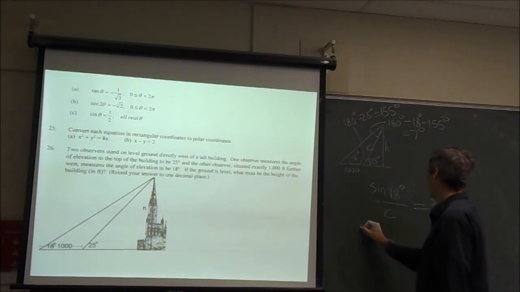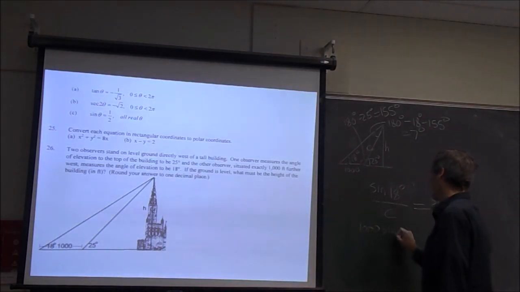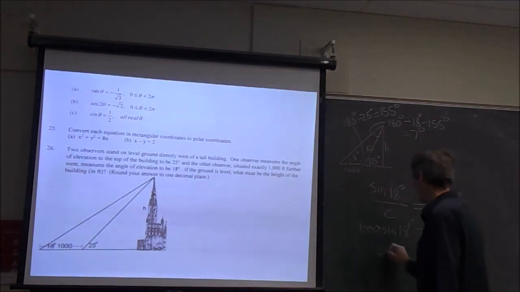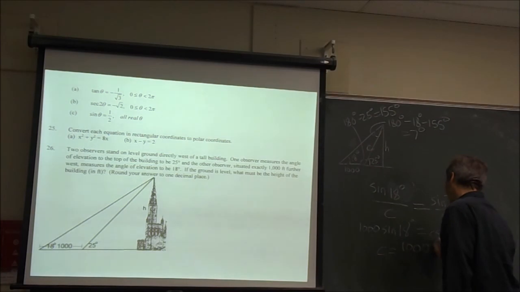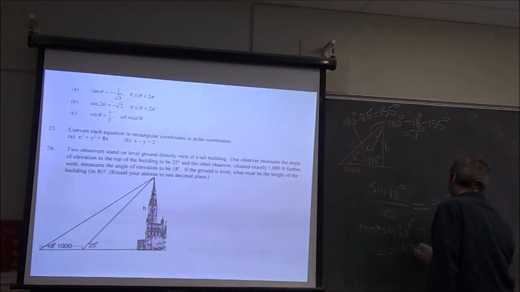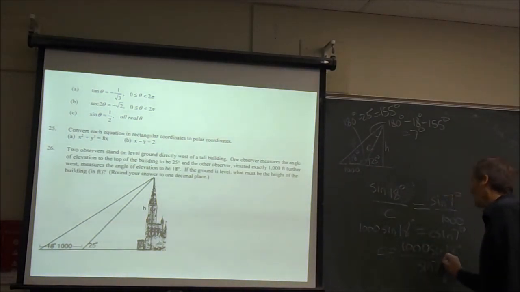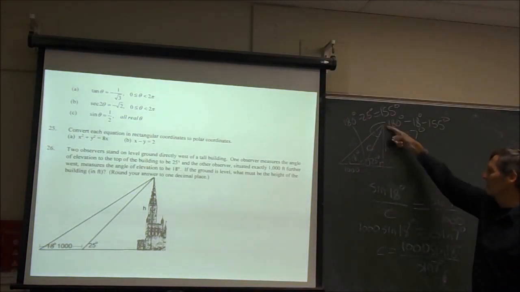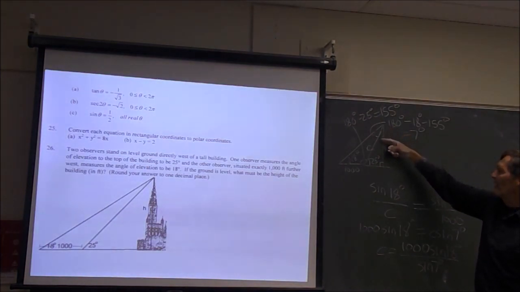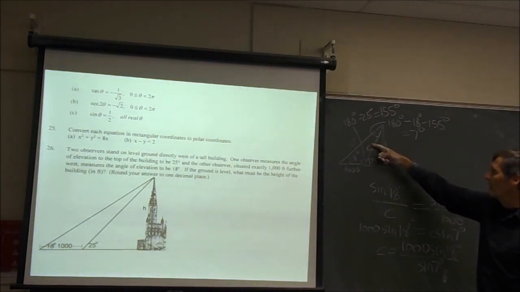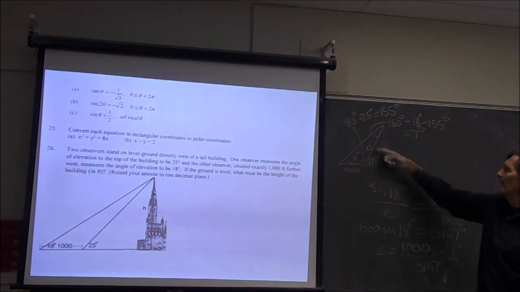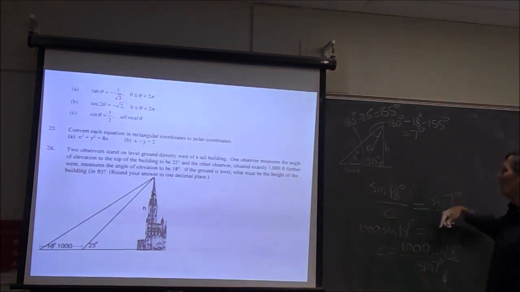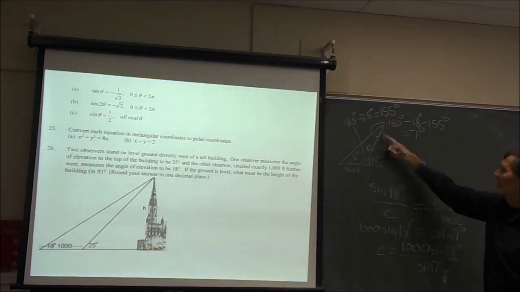If I cross multiply, I've got 1,000 sine 18 equals C sine 7. Divide by sine 7, I get C equals 1,000 sine 18 over sine 7. Now I know C in a right triangle. Assuming the building is straight up, I just need two pieces of information, an angle and a side, or two sides. I can't take the two angles, that's like knowing one thing. Once I know one, I know the other. So I have a side and an angle, and I can solve this right triangle now.